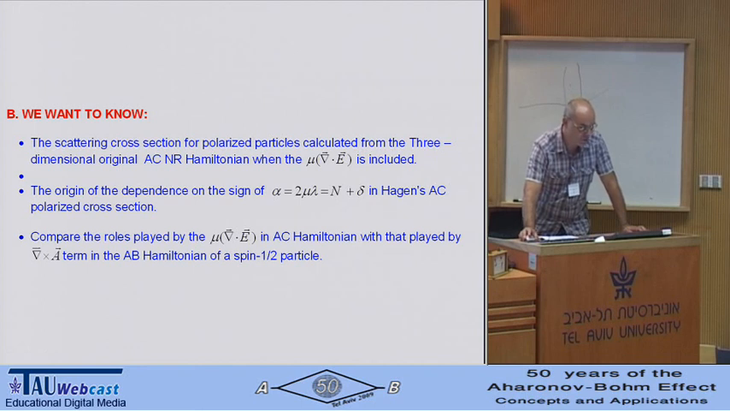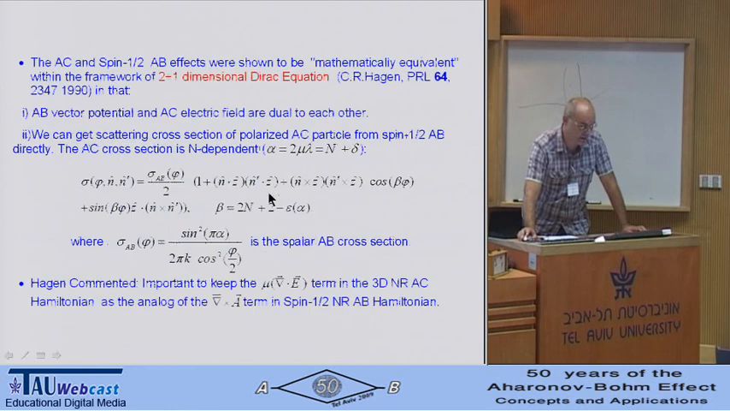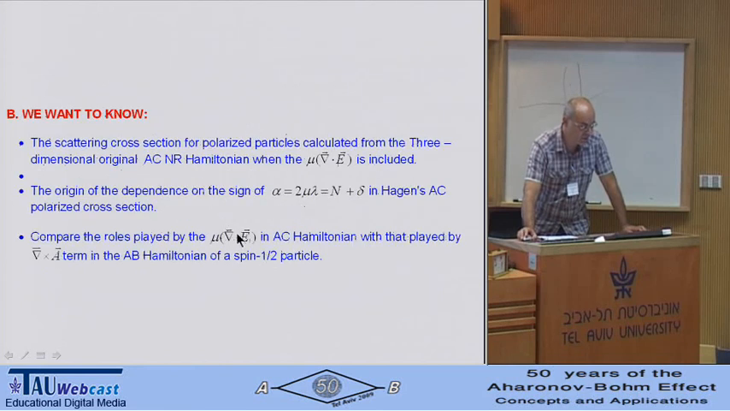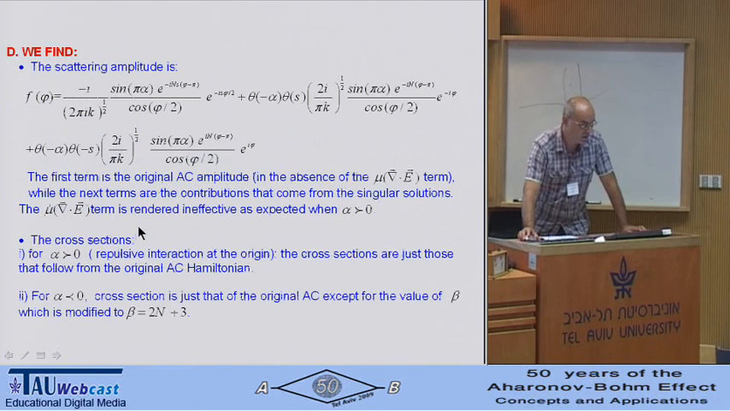And also, in Hagen's work, there was a dependence of the cross-section not only on n, but also on the sign of alpha. The origin of this dependence was unclear. We also want to compare the role played by the div E term in the AC Hamiltonian with that of the corresponding curl A term in the Aharonov-Bohm spin 1/2 Hamiltonian. So we just write down the scattering amplitude for the AC Hamiltonian plus the div E term.